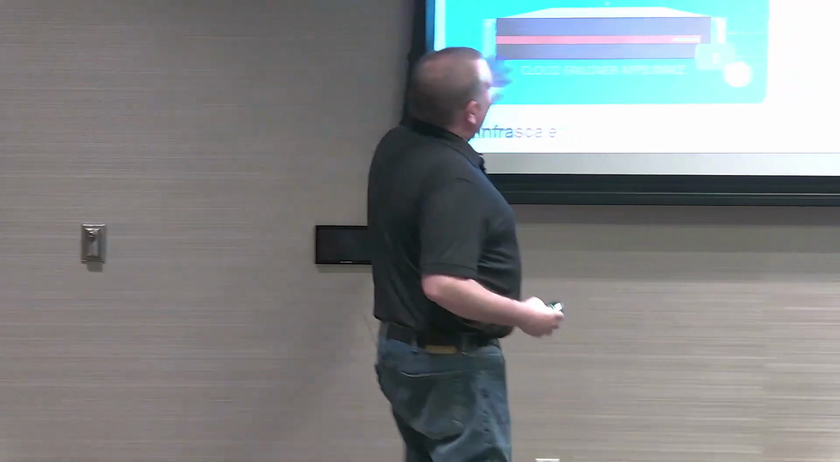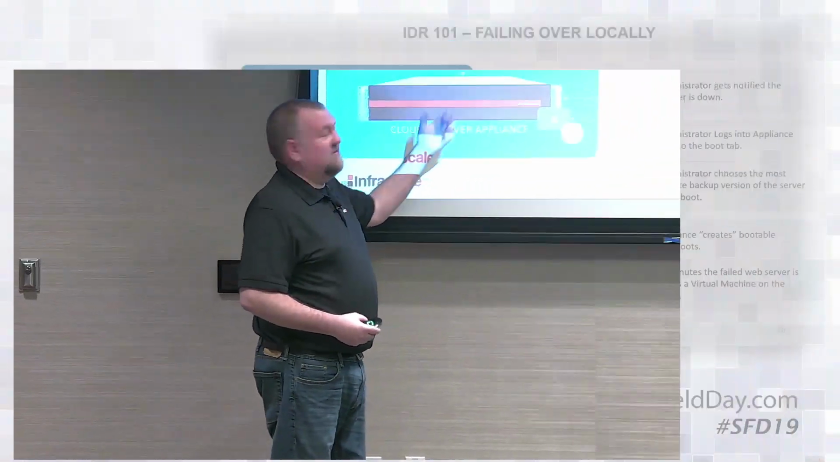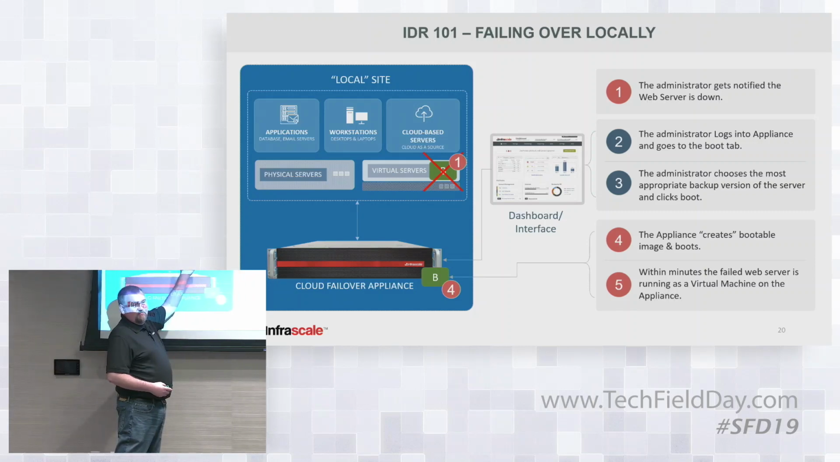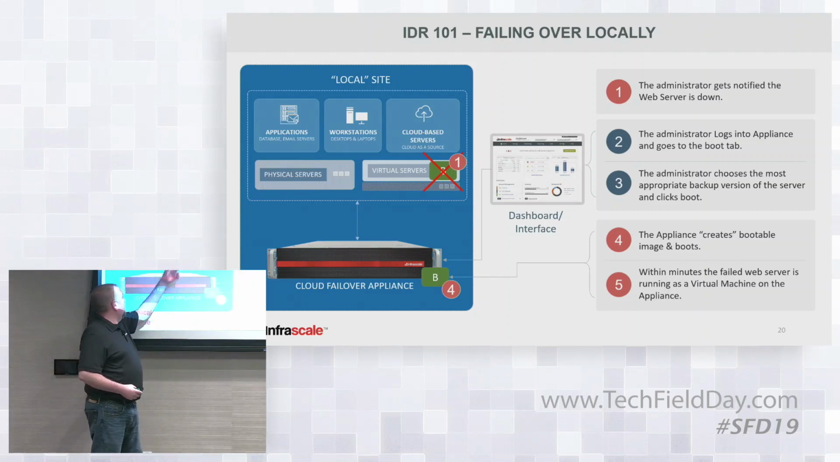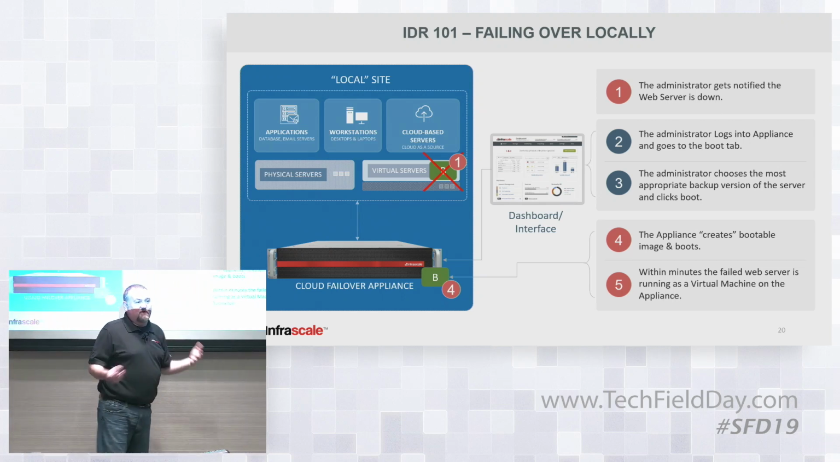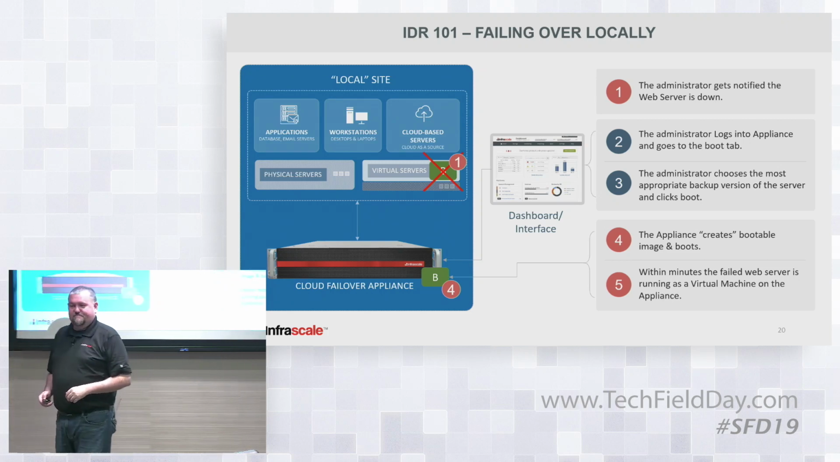Next thing we're going to look at is doing a local failover. Now here we can see we've got our example environment again. In this particular example, we're going to have a local virtual server fail, and then we're going to bring that virtual server up on top of the appliance. And we're going to look at the steps that an administrator would go through to be able to bring that server back up.